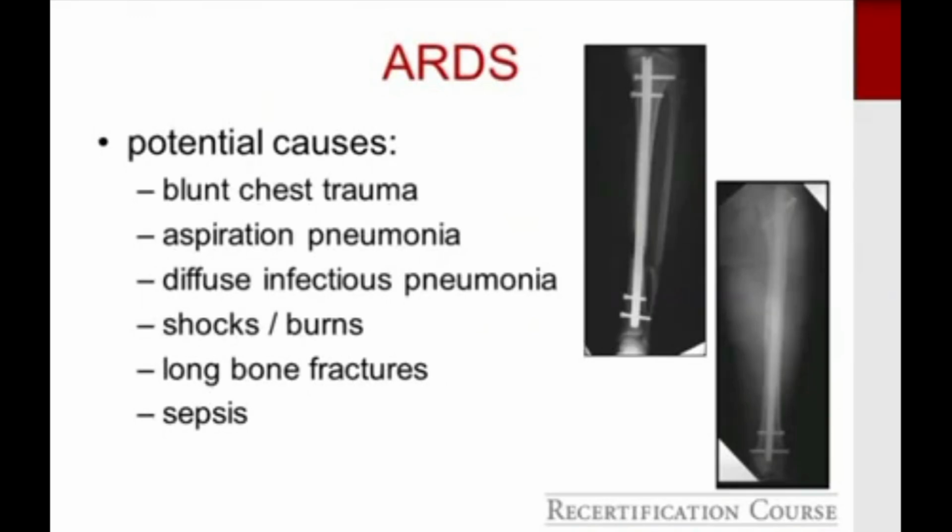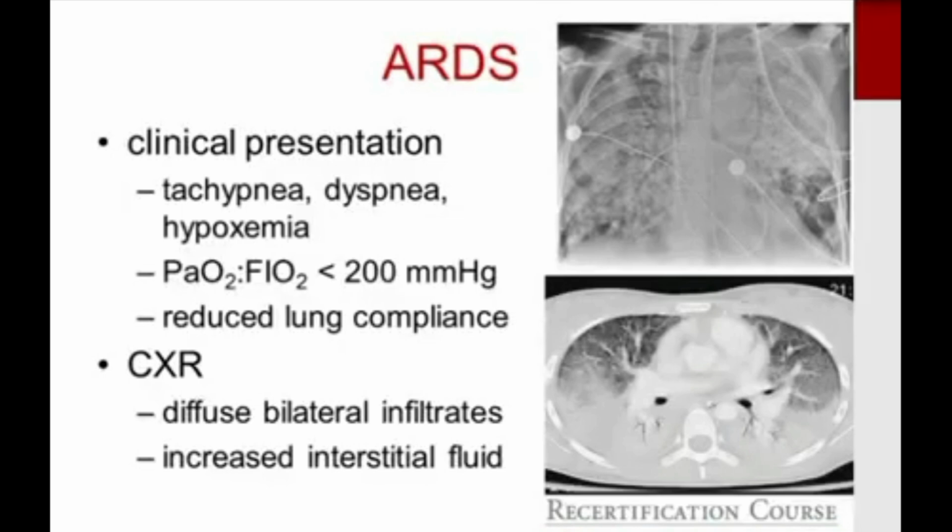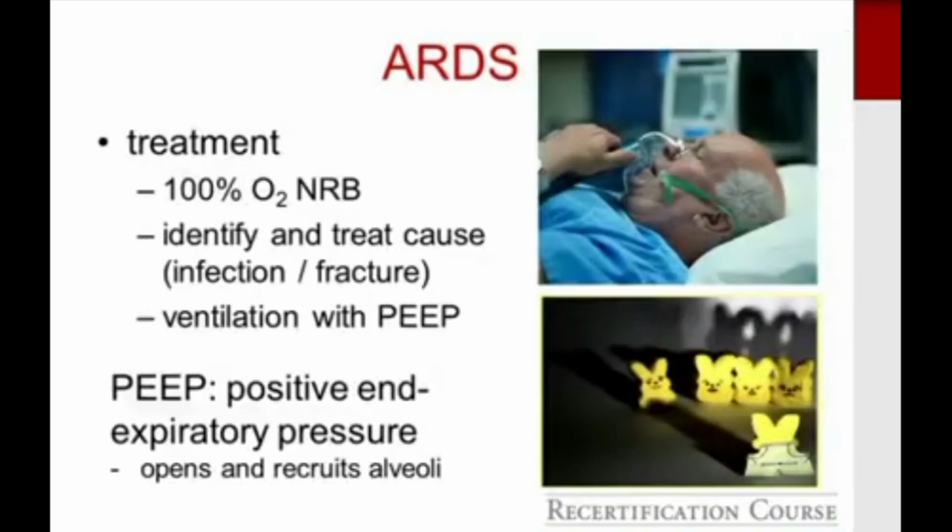Potential causes include blunt trauma, aspiration pneumonia, diffuse infectious pneumonia, shock and burns, long bone fractures, and sepsis. The clinical presentation will be tachypnea, dyspnea, and hypoxemia. The PaO2 to FiO2 ratio is going to be less than 200 millimeters of mercury, and you'll have reduced lung compliance. The chest X-ray will show diffuse bilateral infiltrates and increased interstitial fluid, as seen in these pictures to the right. For treatment, it's important for these patients to receive 100% oxygen by non-rebreather. It's important to identify and treat any causes, including infection and fractures, and the ventilation should include PEEP, or positive end expiratory pressure. This will open and recruit alveoli to improve ventilation.